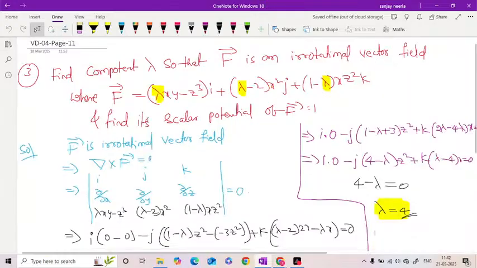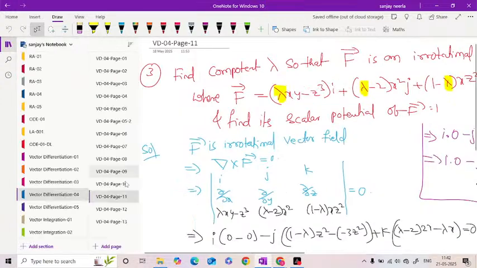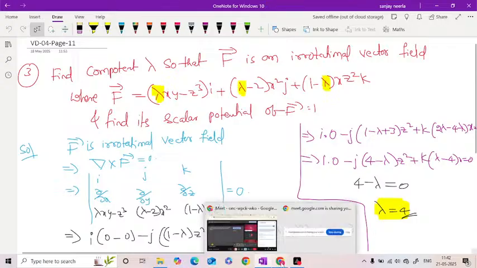So the line integral of f dot dr. Okay, so that is the homework. Okay, anyway I will stop now. Thank you to all.